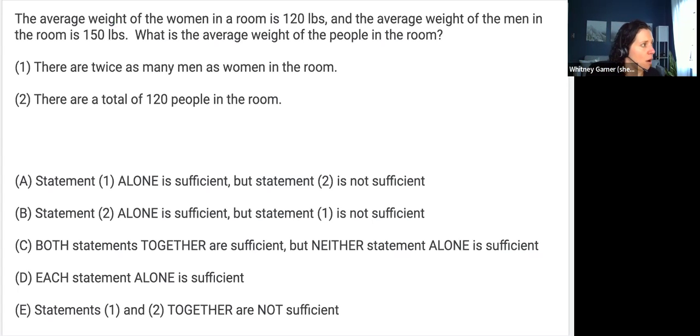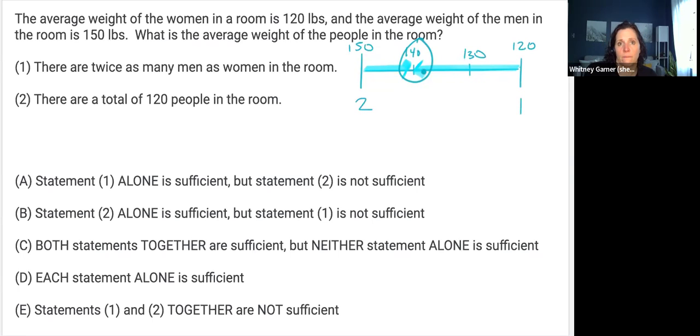I could write out my bar. I've got 2 men at 150 pounds for every 1 woman at 120 pounds. And so this two pulls its direction, this only pulls its direction one. And so I can calculate, this is 120, 130, 140, 150. I know what the weighted average is. No, you do not have to draw this out. Simply knowing, oh, I just need to know the proportions, tells me that statement one is sufficient.